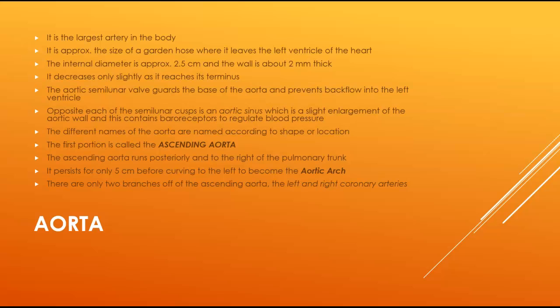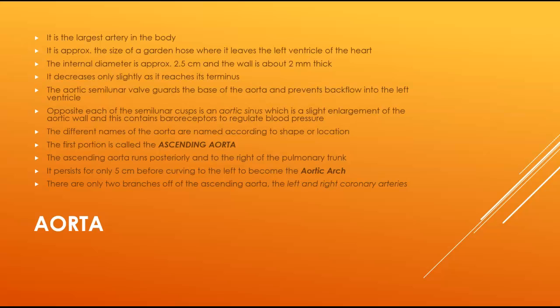Just above the semilunar cusps is an area called the aortic sinus. There's a slight enlargement at this area, and within here we find something called baroreceptors. Now, if we look at the terminology, baro represents pressure. That's why we have a barometer when we're measuring pressure outside for what's happening with weather. But in the human body, it's receiving information regarding the blood pressure of the blood as it leaves the heart. And of course, we want that 120/80 running, and that's what this baroreceptor helps regulate.